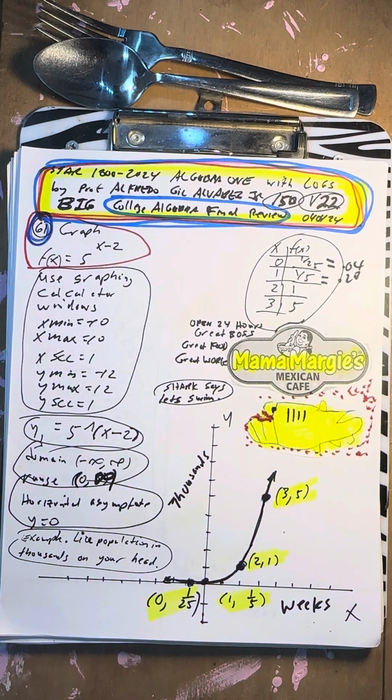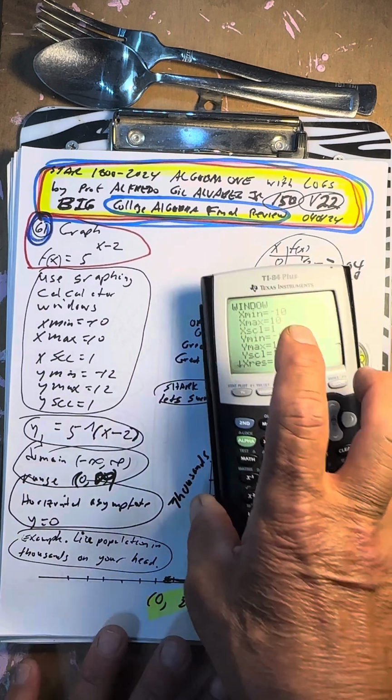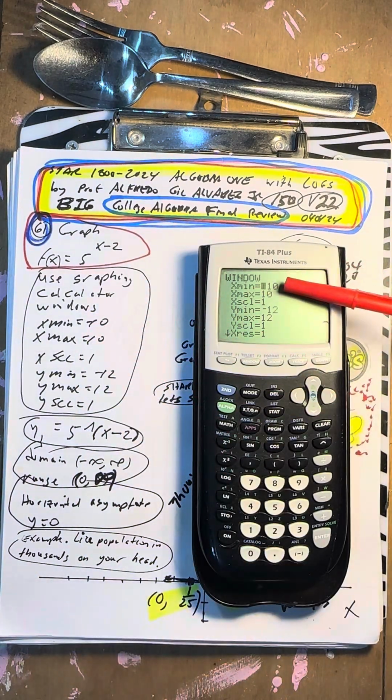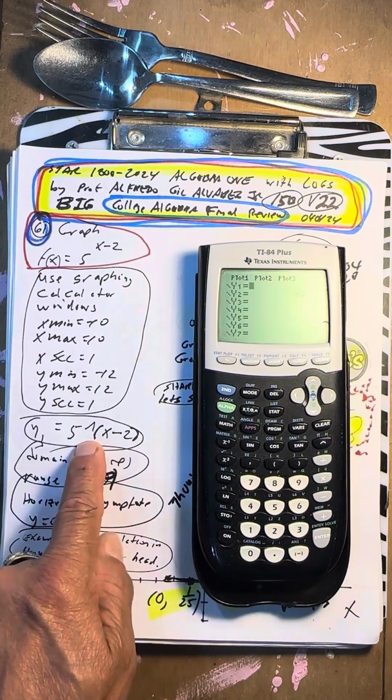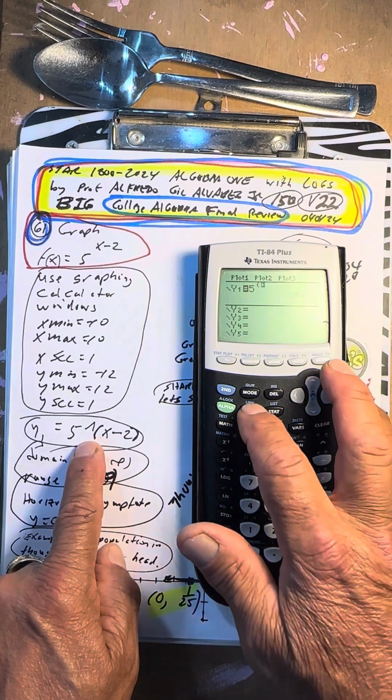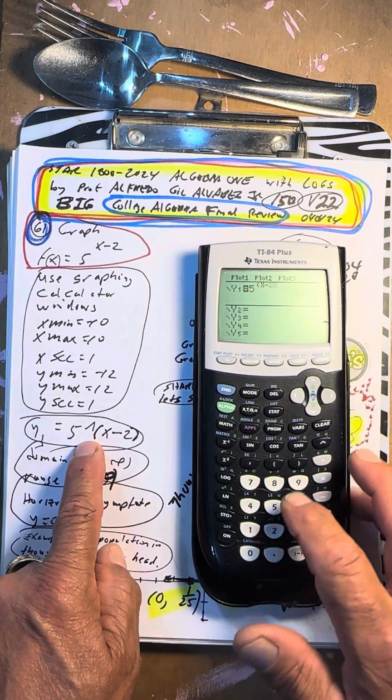In fact, let me show you right now. Let's go to Window. My window matches those: X min, X max, scale, Y min, Y max, scale. Now go to Y equals and put it in using this method. You're going to type 5 to the power of X, big minus sign, 2, close it.